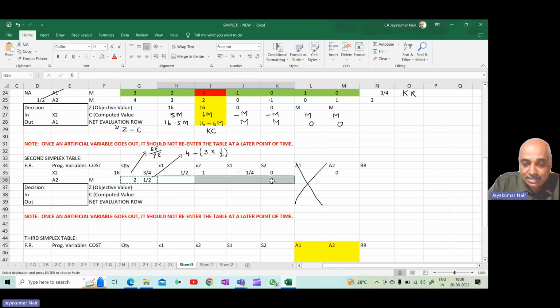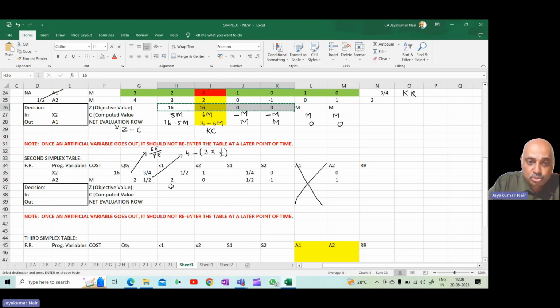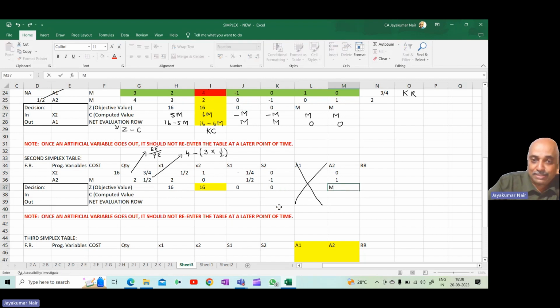So I'm doing it. So here also I've calculated. And you know, Z values will not change because they are from the objective function. And this is M, capital M. Okay, so this is filled in. Now we have to compute what is C. How do I compute C? It'll be 16 into, remember, it is this, that cost.